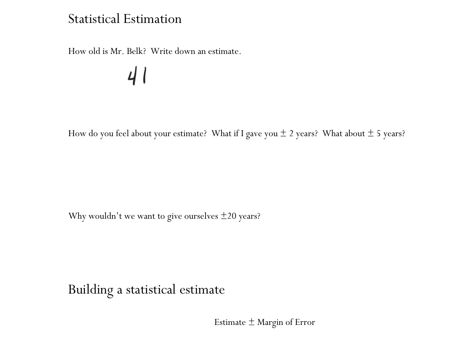So, how do you feel about your estimate? Pretty good. I disagree now. You disagree now? With my estimate. Yeah. So, I probably disagree with most of your estimates, too.